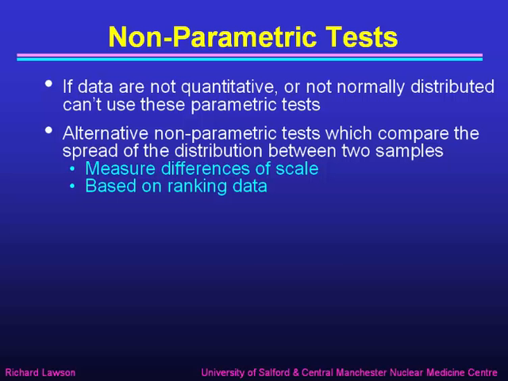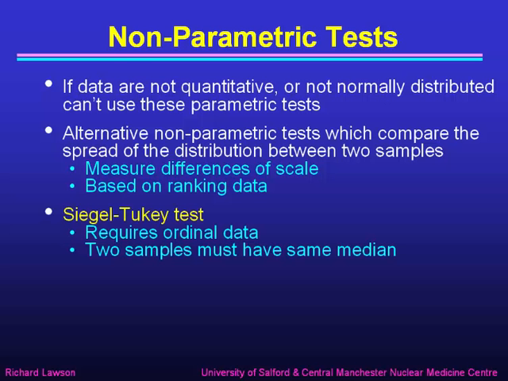There are also non-parametric tests, which are used if the data are not quantitative or not normally distributed, because then we can't use parametric tests and we have to use non-parametric tests as an alternative. They compare the spread of the distribution between the two samples based on differences of scale or based on ranking the data. The Siegel-Tuckey test requires ordinal data, that is, categories that can be arranged in increasing or decreasing order. And the two samples must have the same median for the Siegel-Tuckey test.